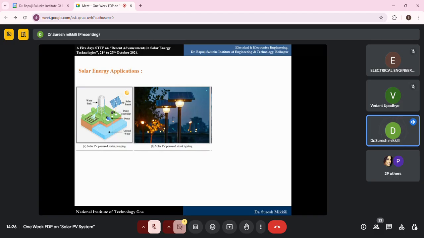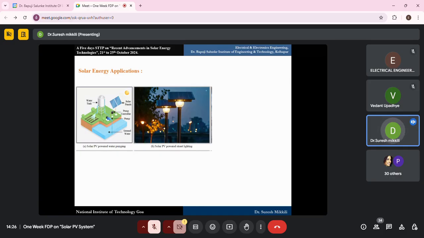The second one is solar PV powered street lighting. Nowadays, almost everywhere you can observe it. The street lights are provided with solar PV panels, which extract the power and give it when it is required. In morning time the power will be stored, and in the evening it can be discharged. This is a quite growing area, and most places are installing PV powered street light systems.